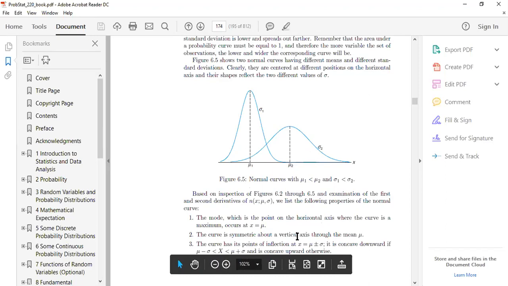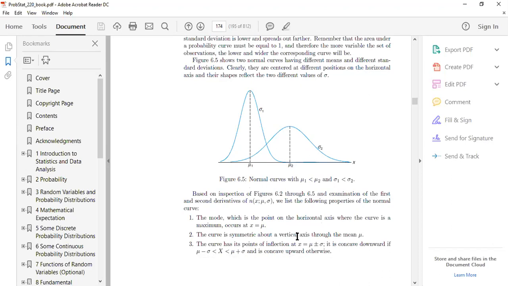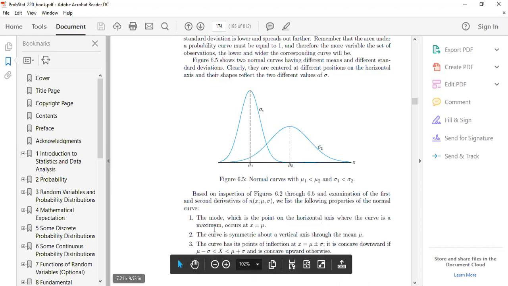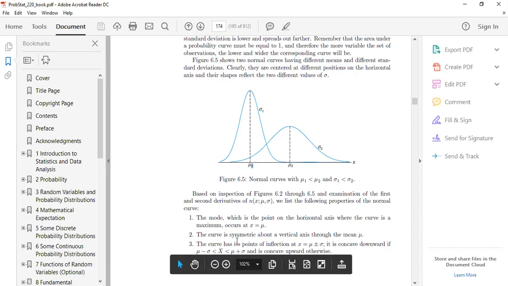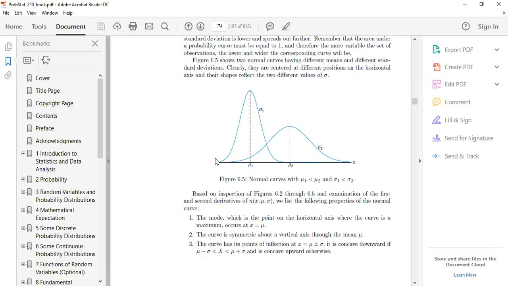There are 5 properties. Please guys, keep this in mind. The mode, which is the point on the horizontal axis where the curve is maximum, occurs at x equal to nu. As I told you, the curve is maximum at the value nu, the mean value, and then after it comes down. The curve is symmetric about the vertical axis through the mean value. Whatever values you have on this side, exactly the same values you have on that side. So the curve is symmetric.